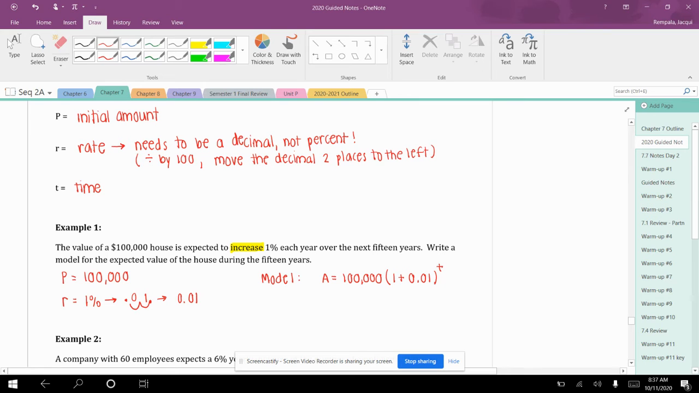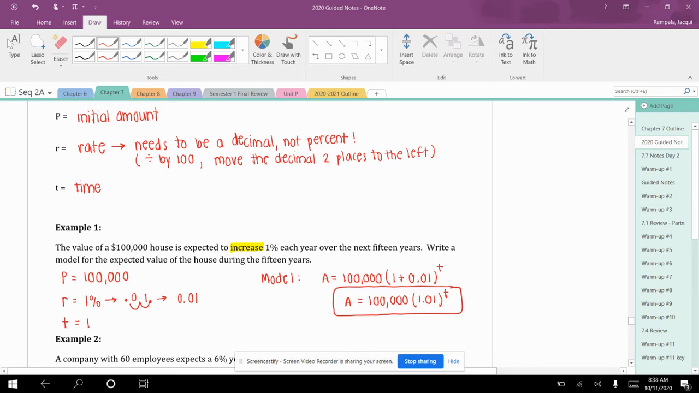I'm going to go ahead and actually add what I have in the parentheses. I can very easily do that. So A is going to equal this 100,000, in parentheses, then, if I add 1 and 0.01, I get 1.01, and that's raised still to the power of T. This is my model. So even though it's talking about finding the value of the house during the 15 years, now if I wanted to, I could actually solve it because that's my model.